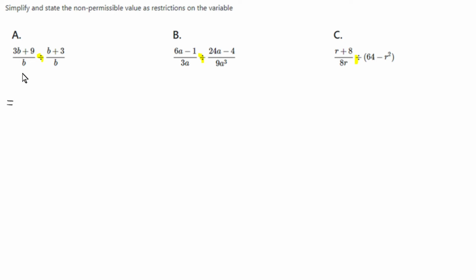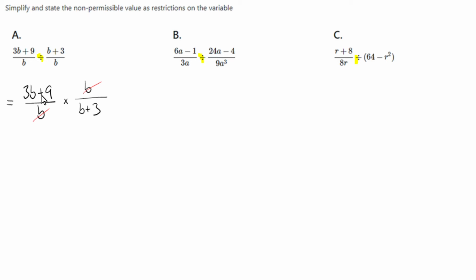So we're going to take the first rational expression, the first quotient, and just copy that down. Like that. The division becomes a multiplication, so times. And then we're going to take the reciprocal of the second rational expression. The reciprocal simply means we flip it upside down. So it's going to say b over b plus 3. And now we can see that this b cancels that b.